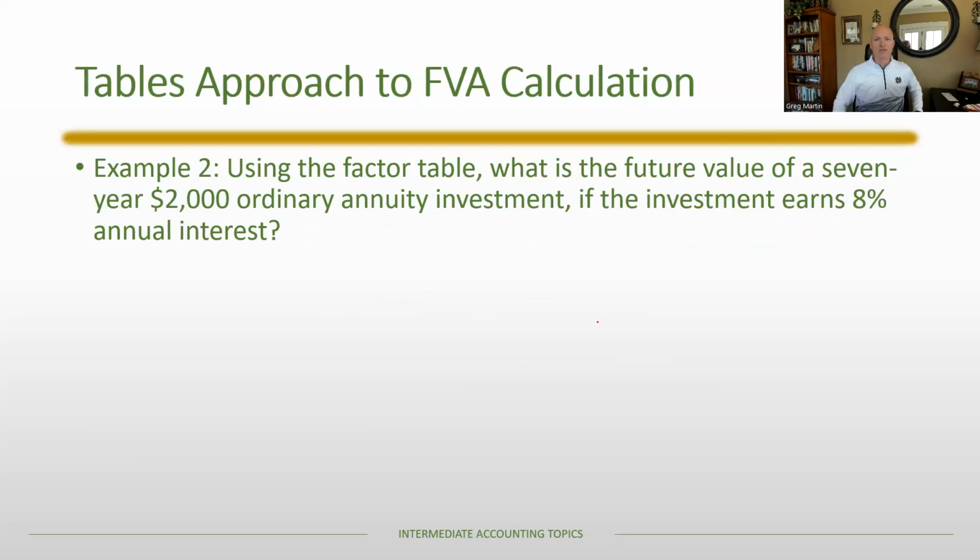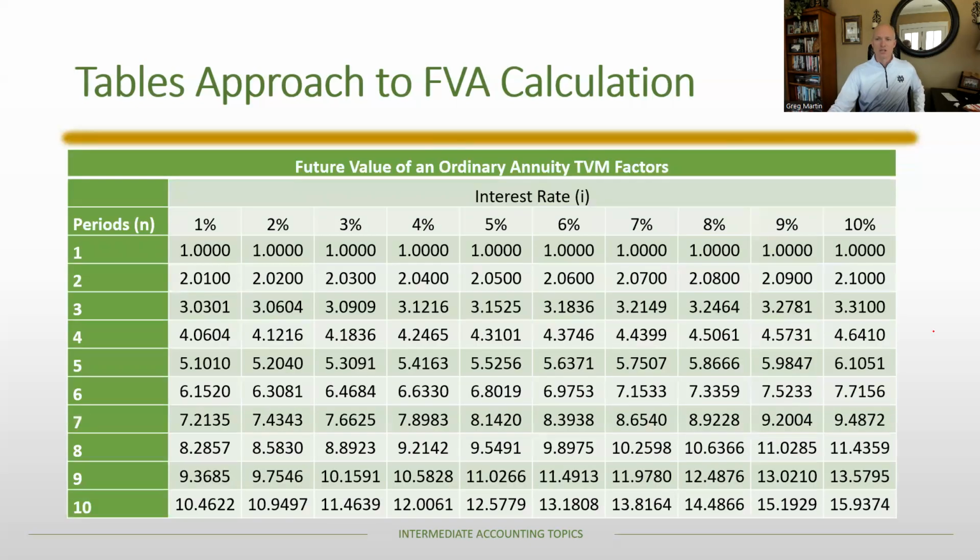For a second example, let's see if you can do this on your own. Pause it here, see if you can do this one on your own, and then we'll pick it back up and see if we can solve it together. Using the factor table, what is the future value of a 7-year ordinary annuity if it can earn 8% annual interest? We are not going to use the equation, although we could. We're going to use the factor table. So we're looking at 7 years and 8%. We have our 7 years and we have our 8%.